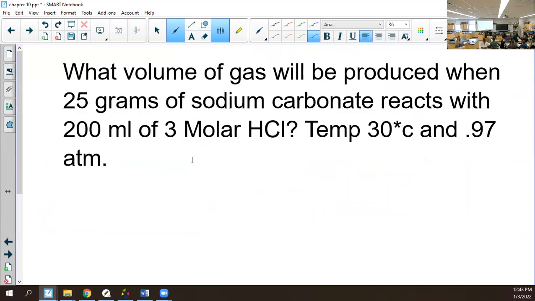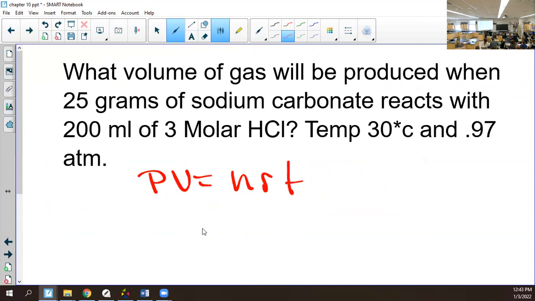Okay, what volume? So hold on. We should memorize PV equals nRT. So how should it be rewritten now? V equals nRT over P. Okay, what volume of gas will be produced when 25 grams of sodium carbonate reacts with 200 milliliters of 3 molar HCl? You've got to be kidding me. No, I'm not. Welcome back to hell. This is a limiting reactant problem.